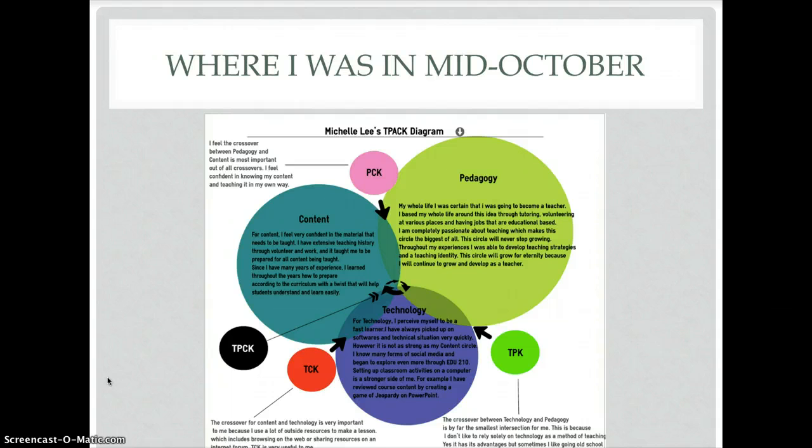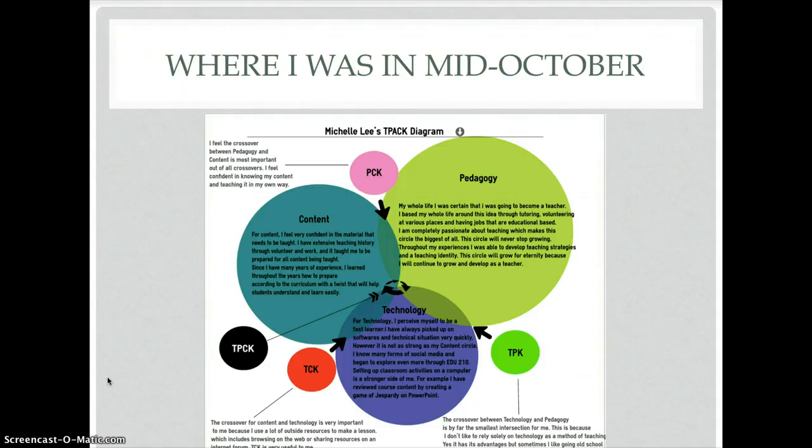So this is where it was in mid-October. As you can see, my pedagogy circle was the biggest. I've had a lot of teaching experiences through volunteering and work. I've known my whole life I wanted to be a teacher, so I based everything around it.